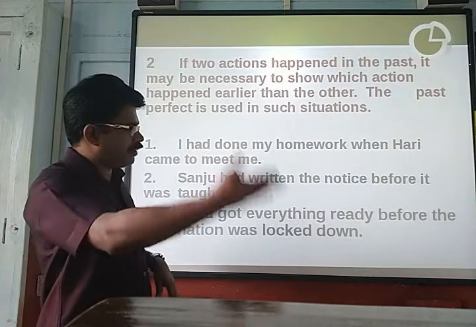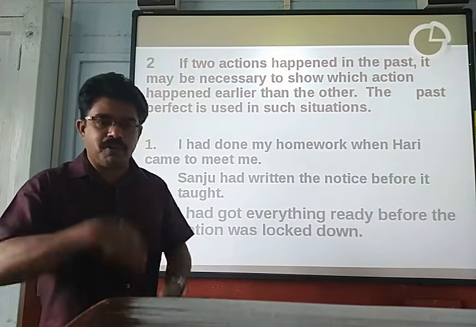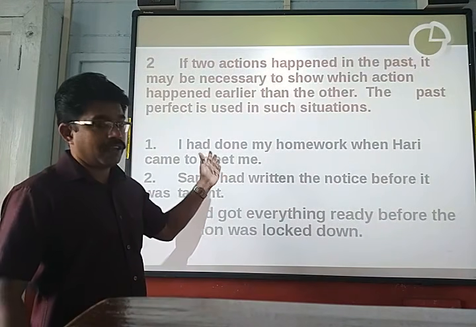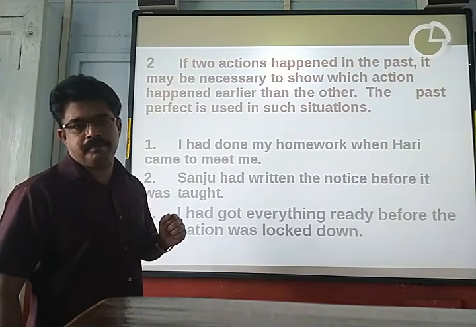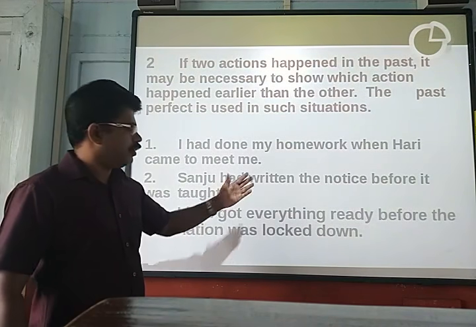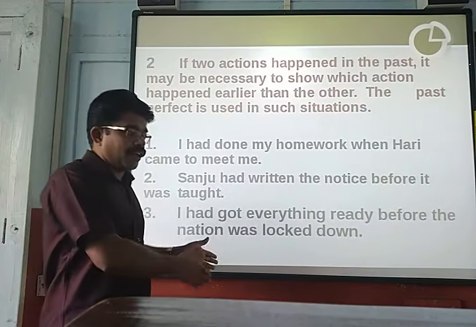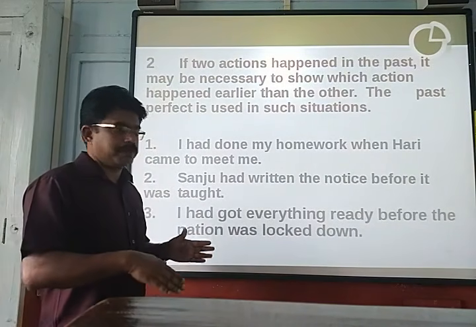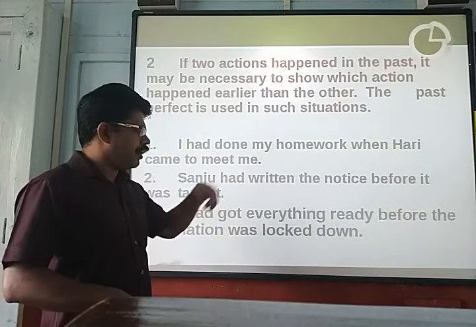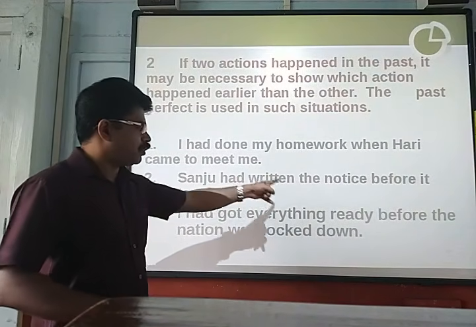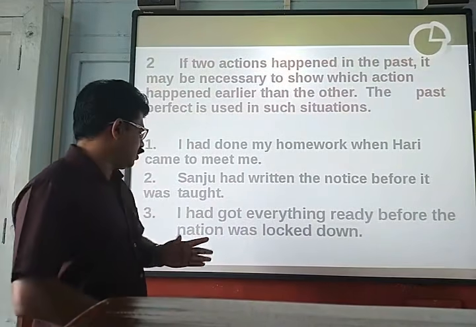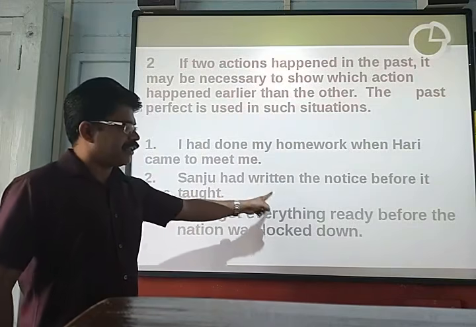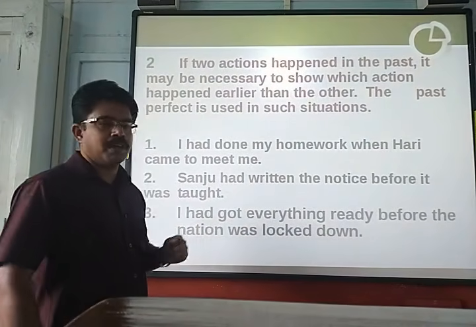If one action is going on, or we are not sure whether it has ended, for example, I have known him since 1995. That activity, we don't know whether even now I know him or if I have forgotten him. So there is no certainty about the ending of that activity. Therefore that is okay. But here, both the activities have been completed. Therefore, we have to use "had". Sanju had written the notice before it was taught.